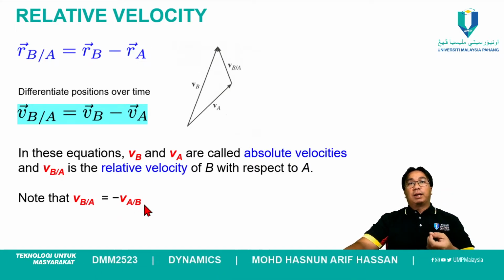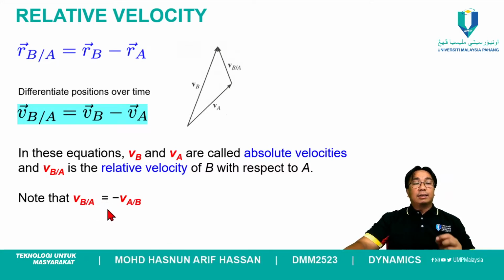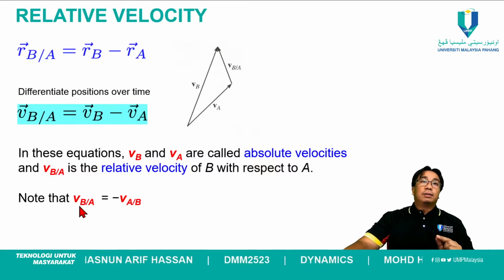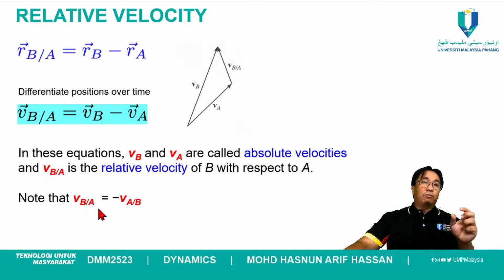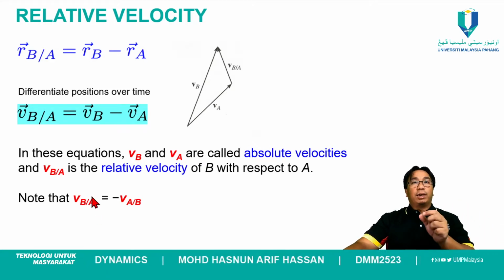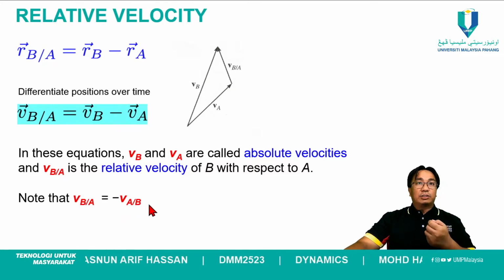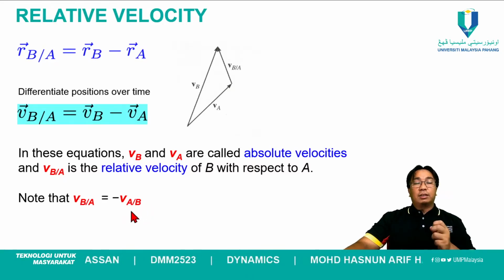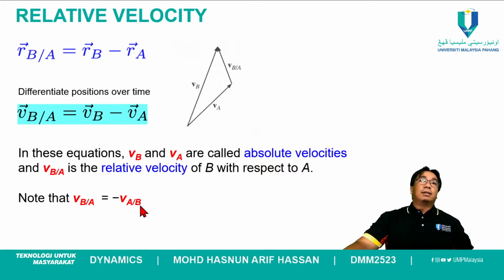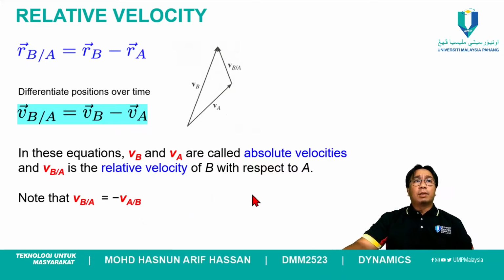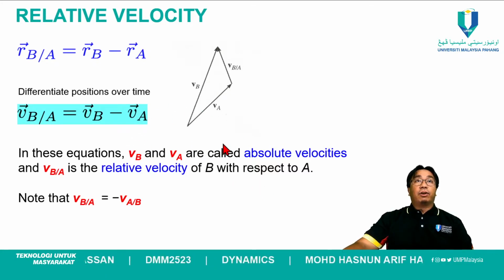Now B becomes the origin. Whatever is written at the back here is the reference point. So B slash A means the velocity of B with respect to A as the reference point. A slash B is the velocity of A with respect to B, and B is then the reference point. So that is the relative velocity.